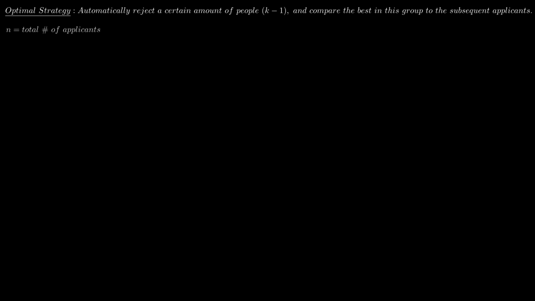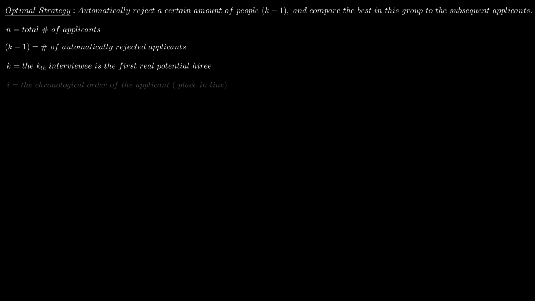Okay, now let's give some definitions. N is the total number of applicants. K-1 is the automatically rejected group. K is where the real interviewing starts. And I is the chronological order in which the applicant is being interviewed. I meaning ith, 4th, 5th, 6th, etc. So now our objective is to find where this k number is with respect to n in order to maximize this probability. So let's try to come up with a formula for this probability.